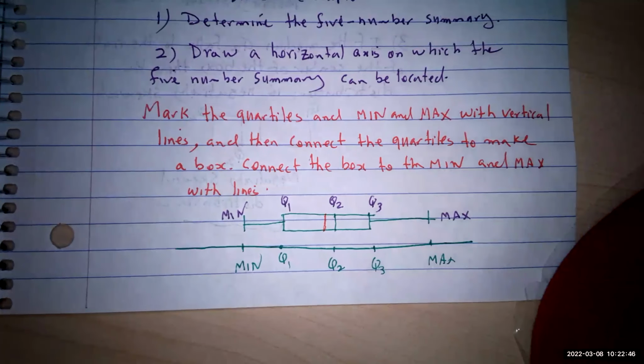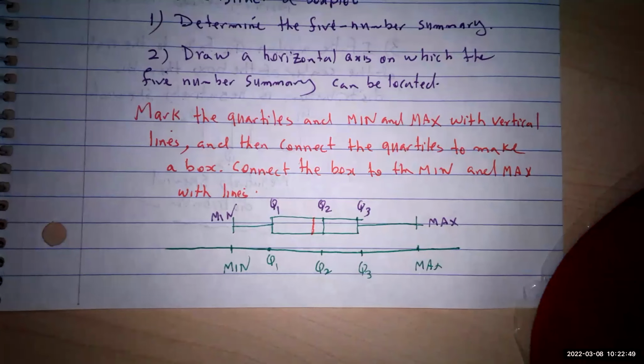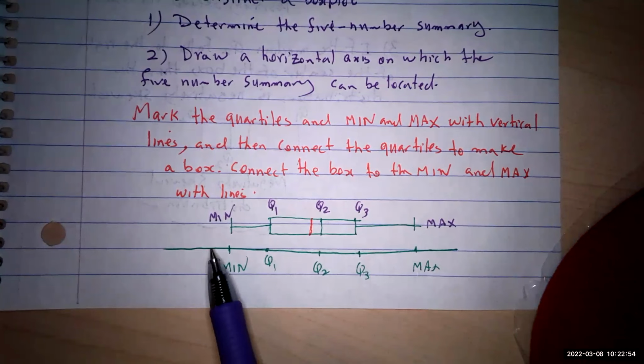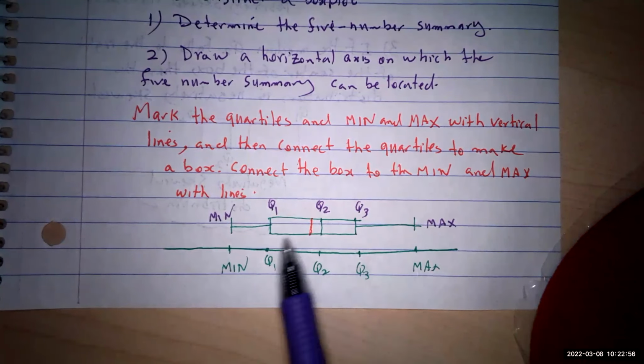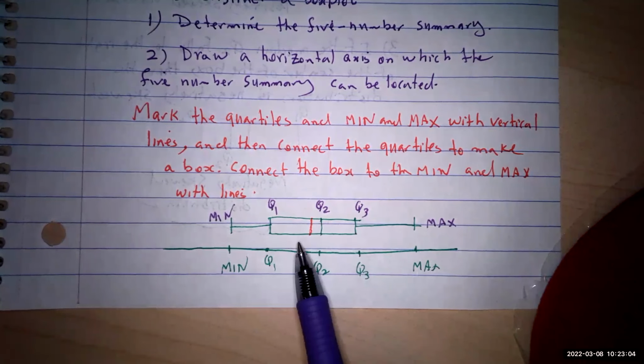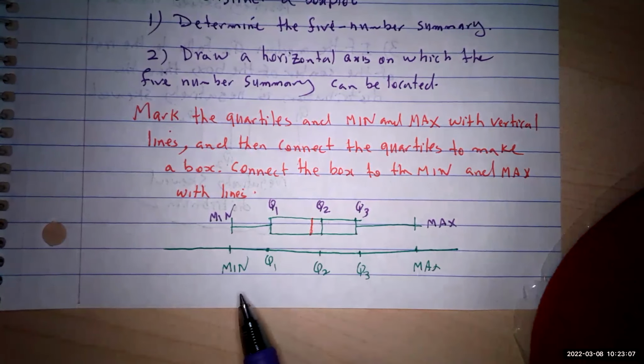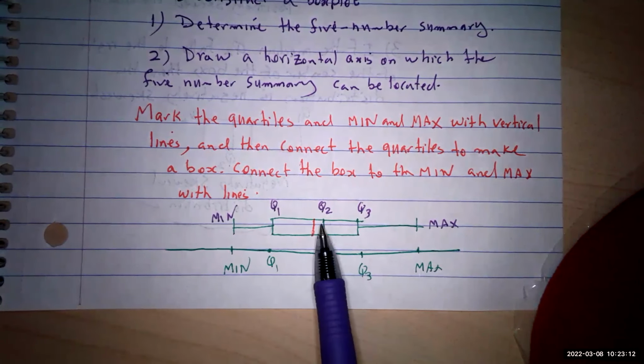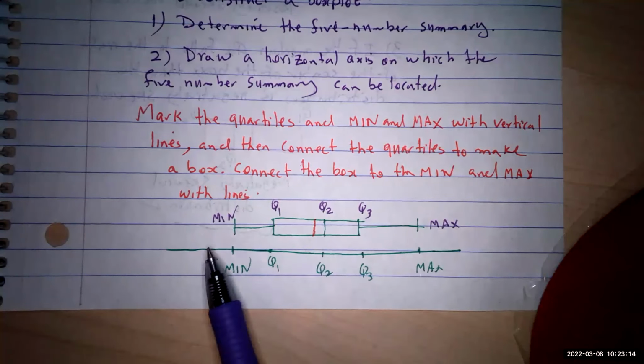We have 5 numbers: the minimum, Q1, Q2, Q3, the quarters, and the maximum. We put those numbers on the number line, and above the number line we connect the quarters together to get a box. Then these are the min and the max. Q2 is the center of your data set, and this red one is the center of the box. So you compare your data values to the center of the box.